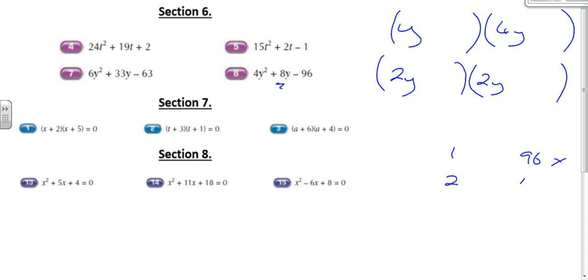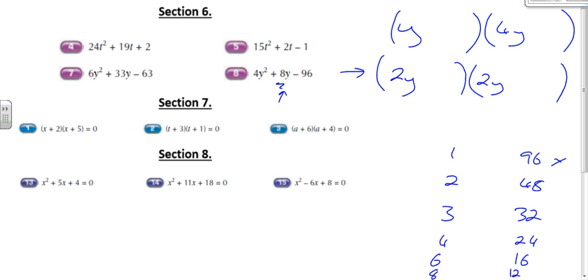You've got 2 and 48. 3 times 32 is 96. 4 times 24 is 96. 5 doesn't go in there. 6 times 16 is 96. 8 times 12 is 96. And that's about it. So we've got to try them. And again, it's just trial and error. We've got to substitute them in until we get an 8y.